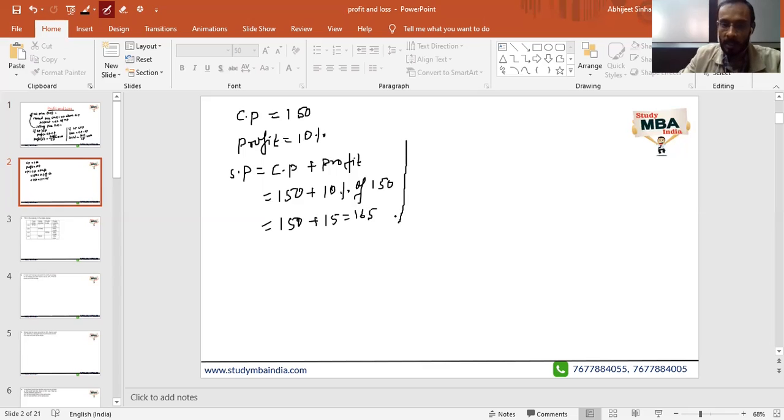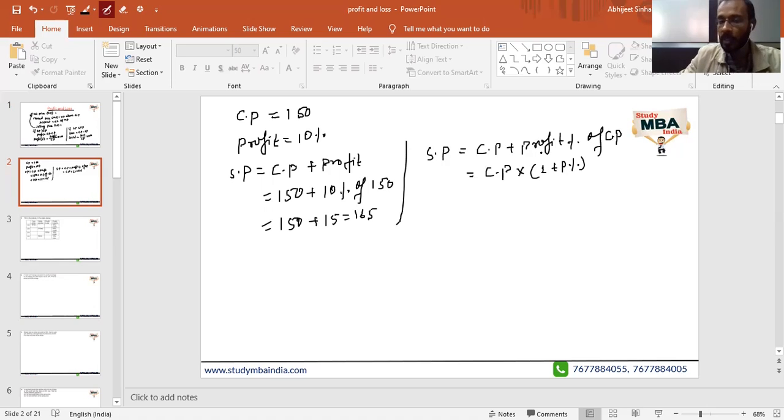Or in other words, you can write that selling price equals cost price plus profit percent of cost price, whatever the profit is. Now see, if you take cost price as common, you will get cost price into 1 plus p percent, if the profit percent is p. Now if there is a loss, then according to this we can say the selling price is less than the cost price, so this is 1 minus loss percent.